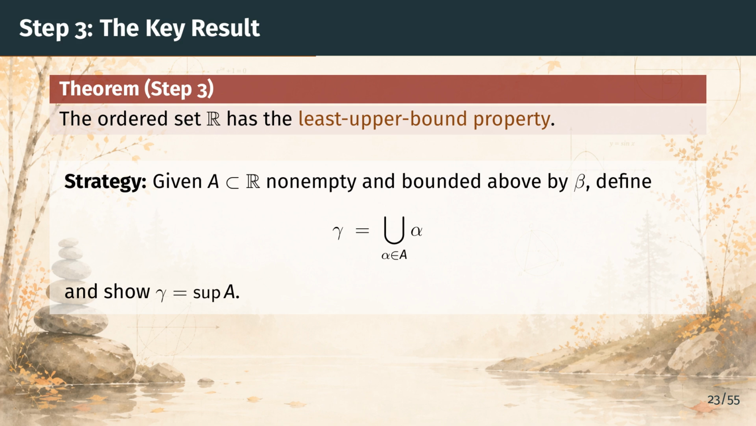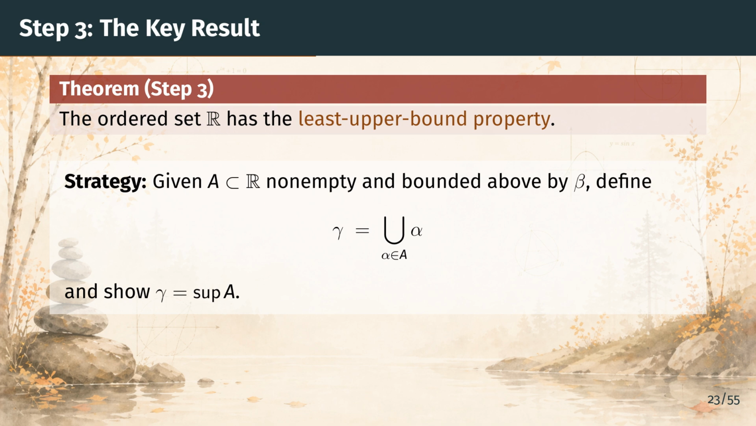This is the payoff for all the care we put into defining cuts. Here is why the union works intuitively. Each cut in A is a shaded region reaching leftward from some invisible boundary point on the number line. When you overlay all of them, the result is the shaded region reaching to the rightmost boundary among them. That rightmost boundary is exactly the supremum.